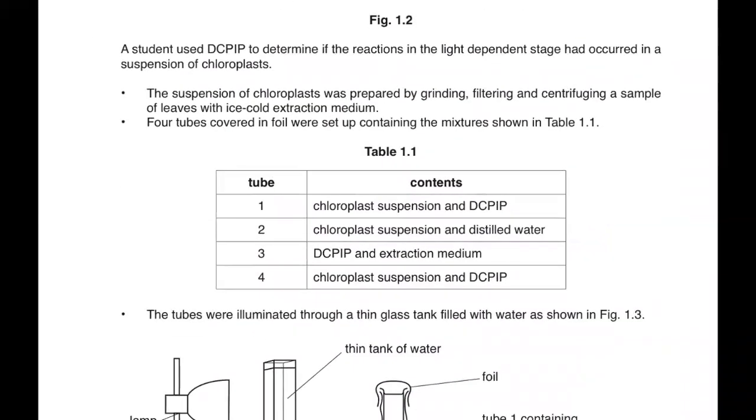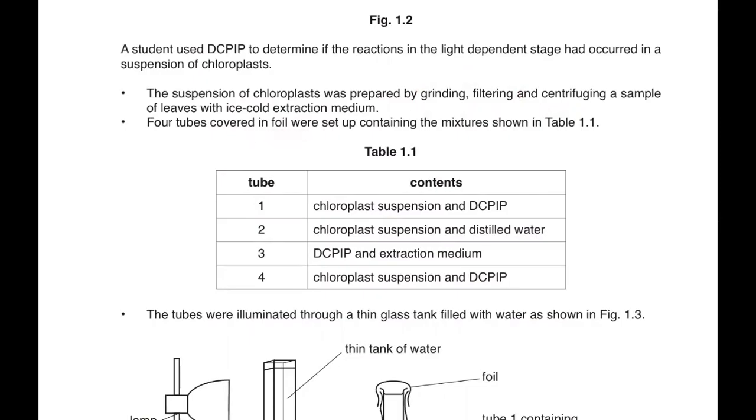A student used DCPIP to determine if the reaction in the light-dependent stage had occurred in the suspension of chloroplast. The suspension of chloroplast was prepared by grinding, filtering, and centrifuging a sample of leaves with ice-cold extraction medium. Why ice-cold extraction medium? Because it reduces the chances of enzyme activation, so the enzymatic reaction will slow down at the low temperature. By grinding and filtering, because the cell walls are there, the cells will have to be crushed and the cell membranes have to be broken so the chloroplast can come out. So that's the chloroplast suspension.